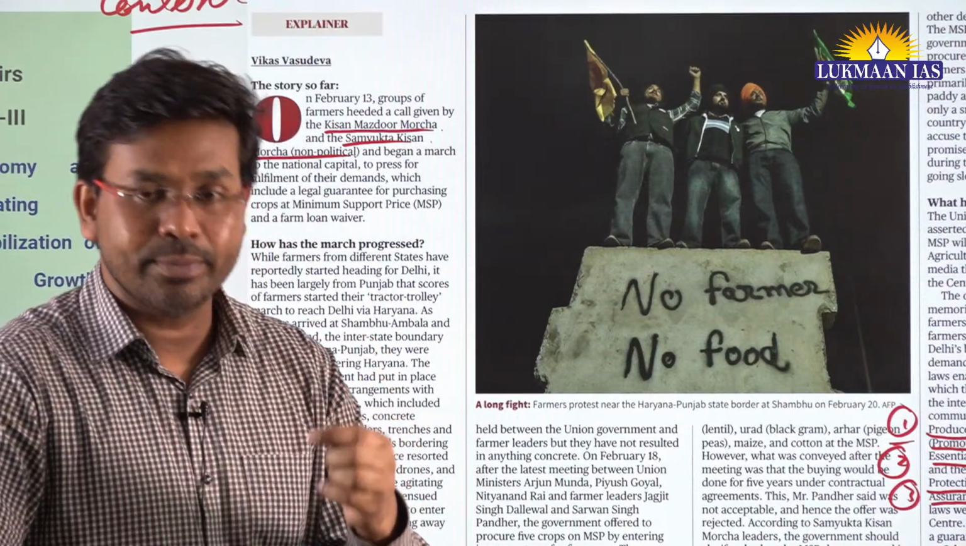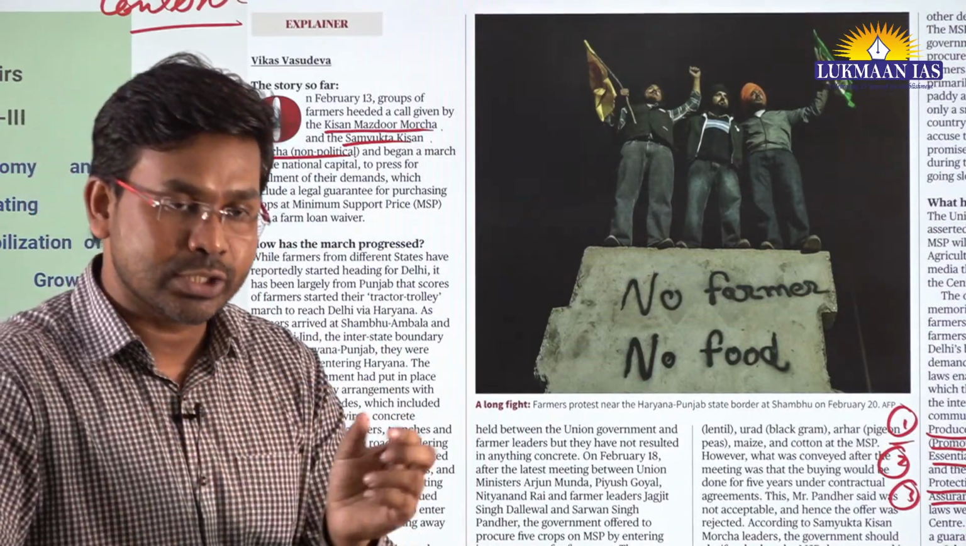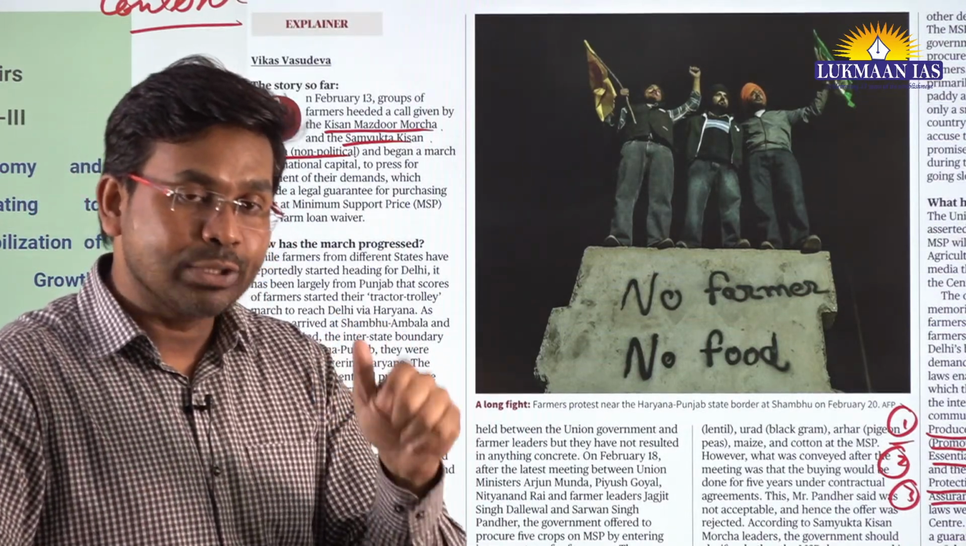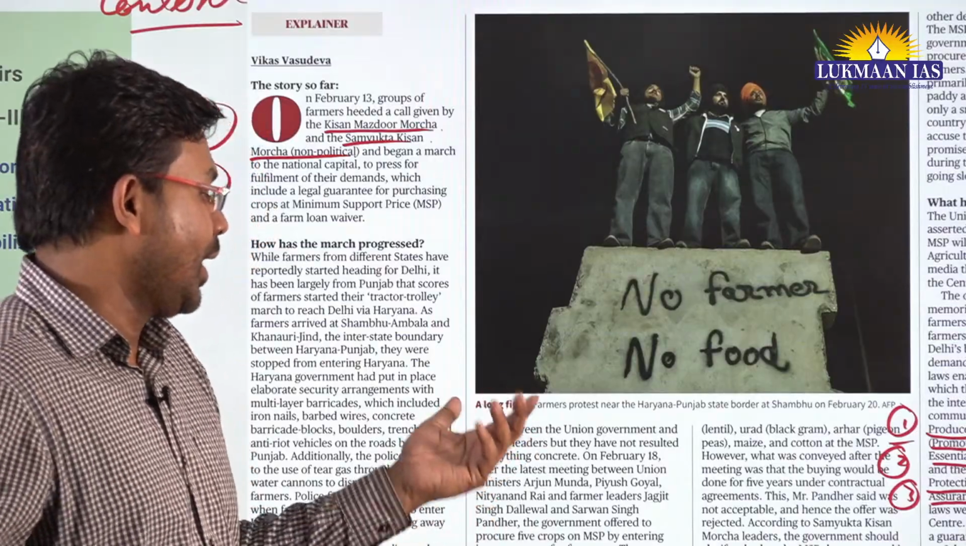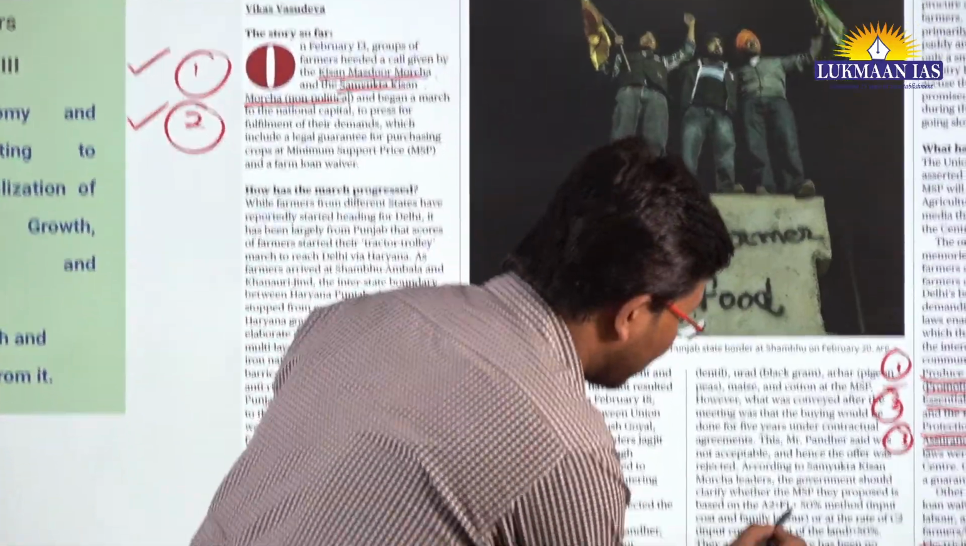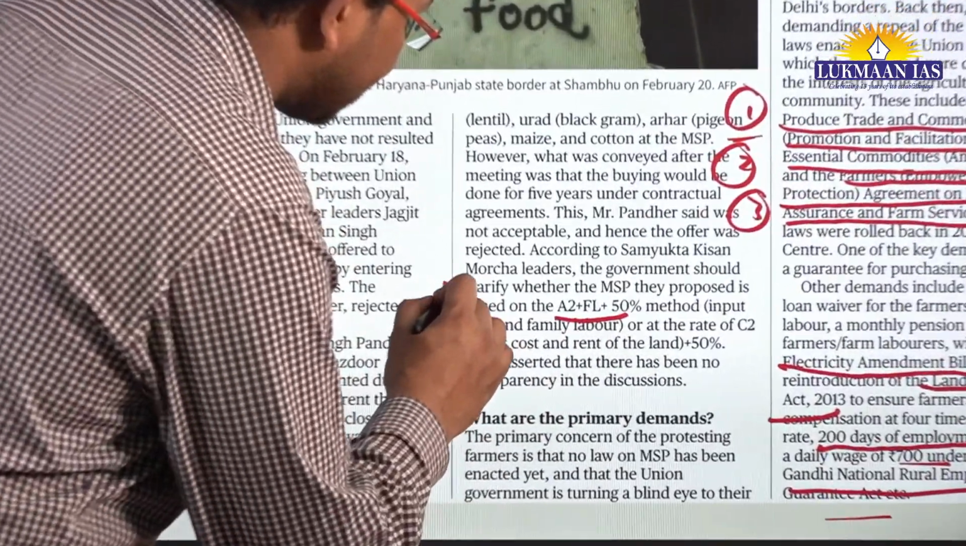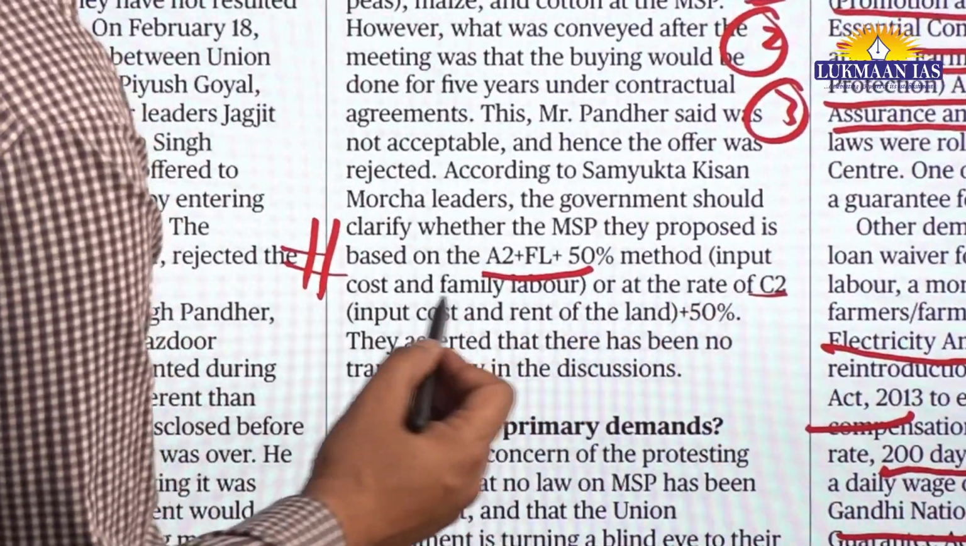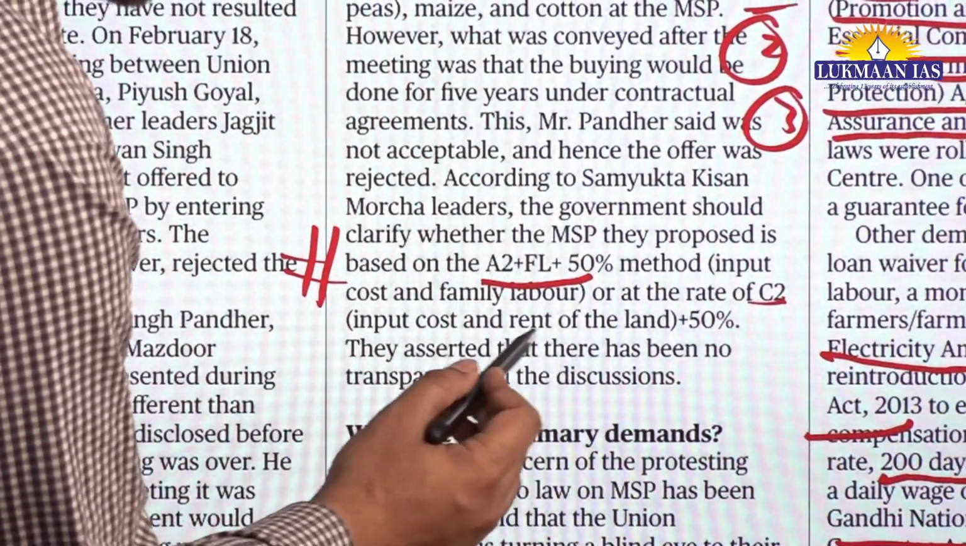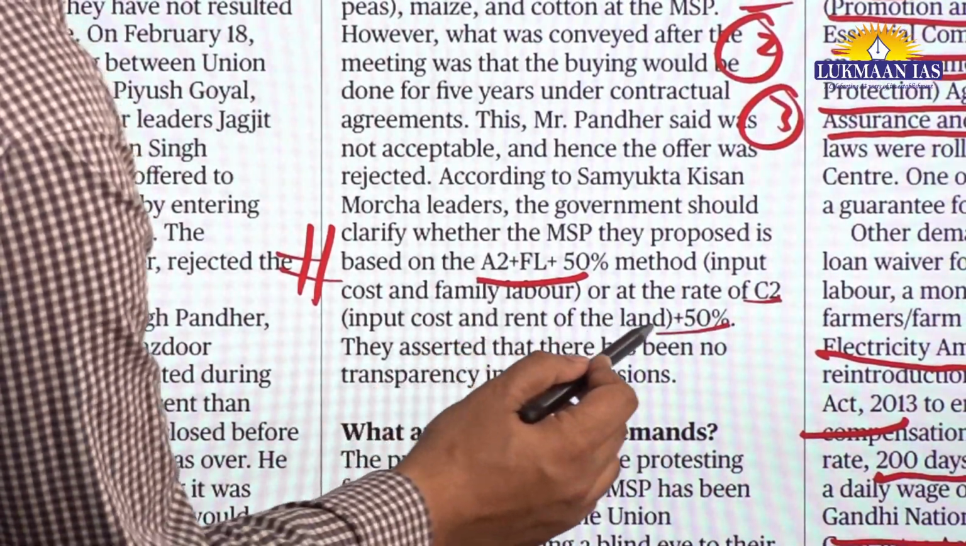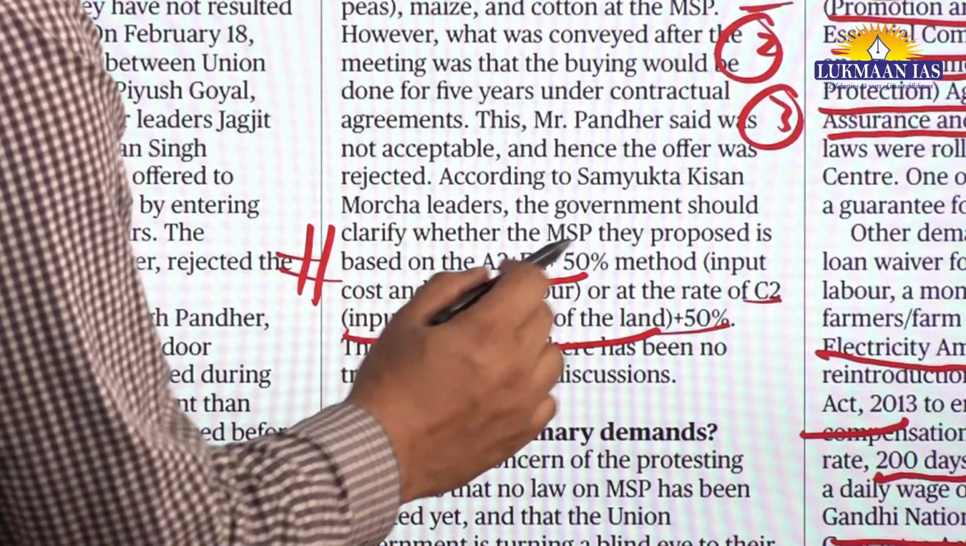The leaders from the political parties did not disclose how the MSP will be calculated, whether they are going to follow A2 plus FL plus 50%, or they are going to follow C2, right? Input cost and rent of the land plus 50%, okay? So A2 plus FL plus 50%.